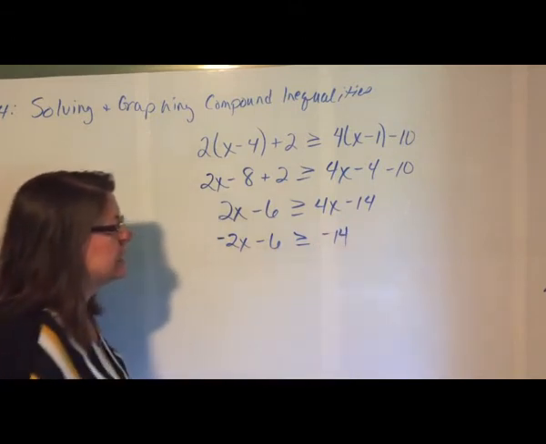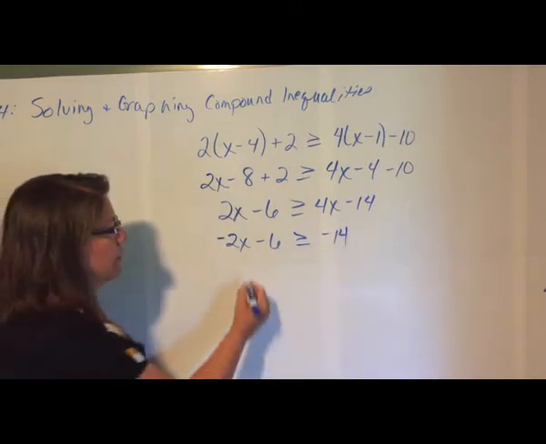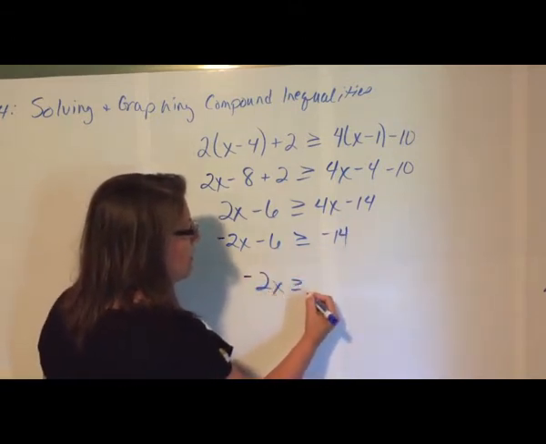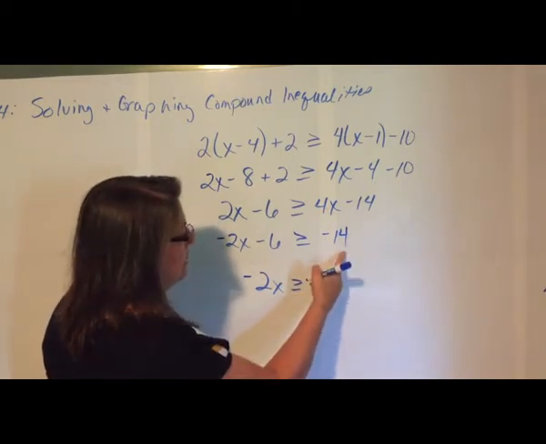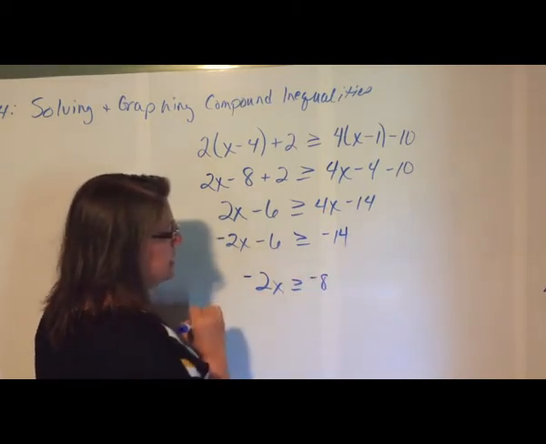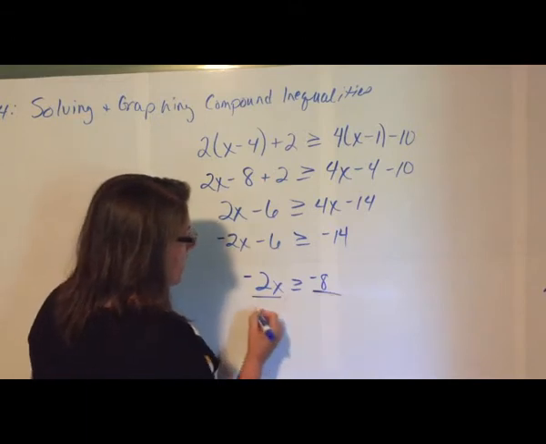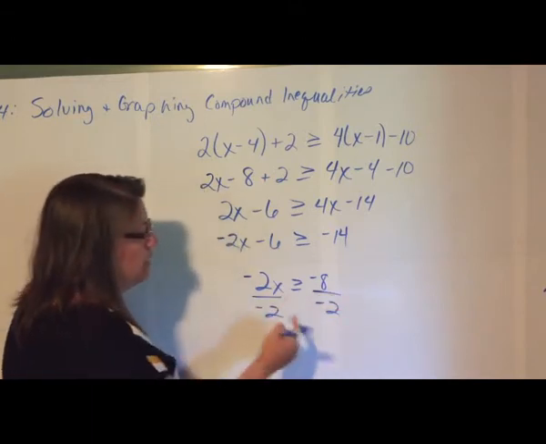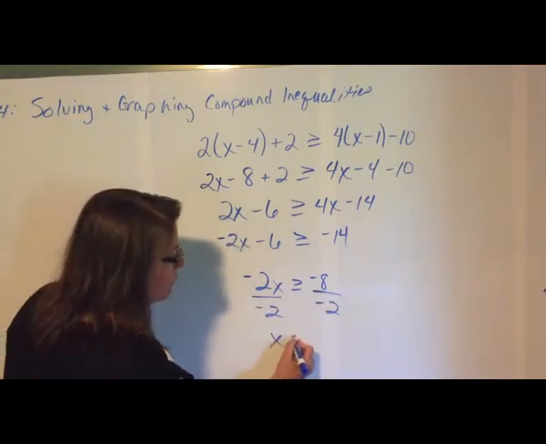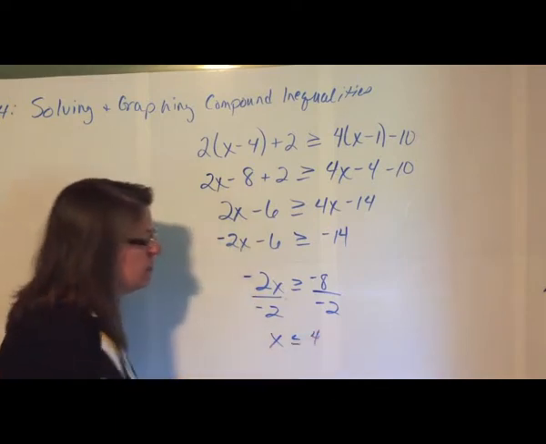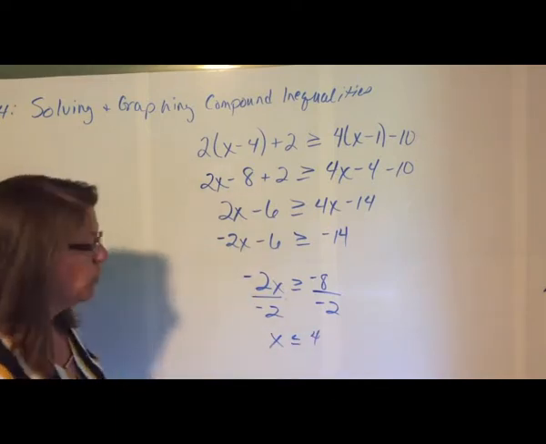to negative 14. I'm going to add the 6 over, so negative 2x is greater than or equal to negative 14 plus 6, which is negative 8. And then I'm going to divide by negative 2. And we know if we divide by a negative, we have to flip the inequality around. So that's x is less than or equal to 4.